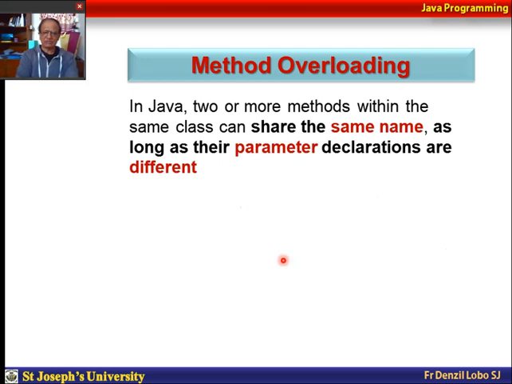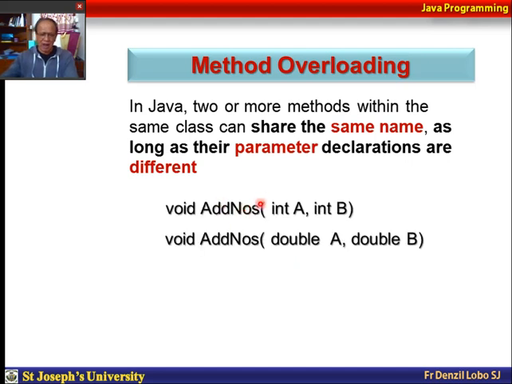designed. In Java, two or more methods within the same class can share the same name as long as their parameter declarations are different. So the name is the same, but there may be no parameters, or one parameter, or two or three parameters. Let us take concrete examples.